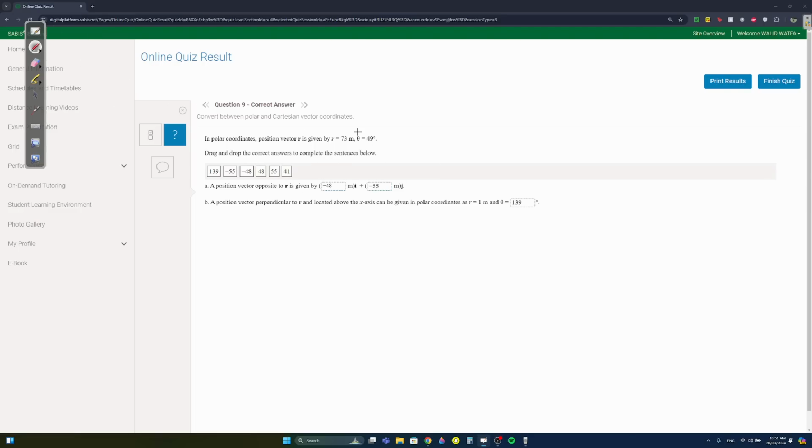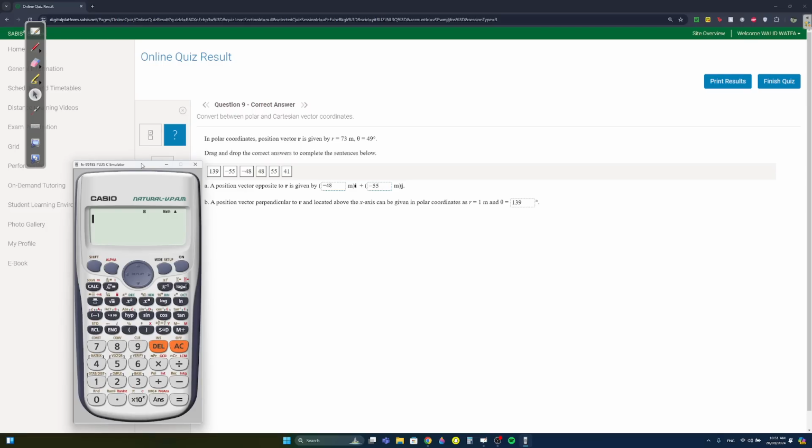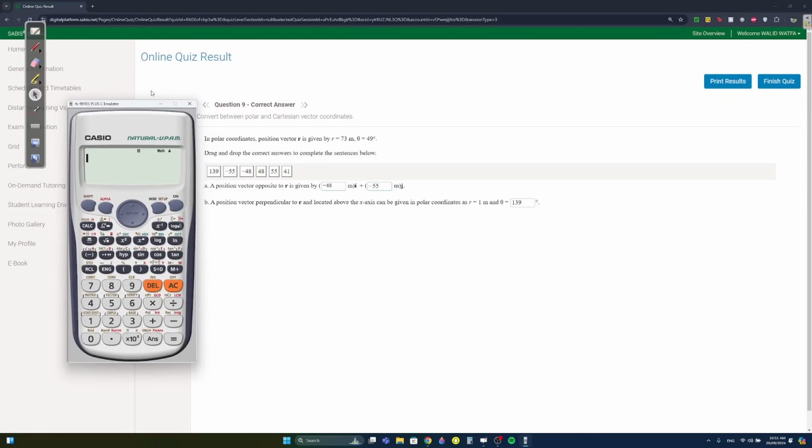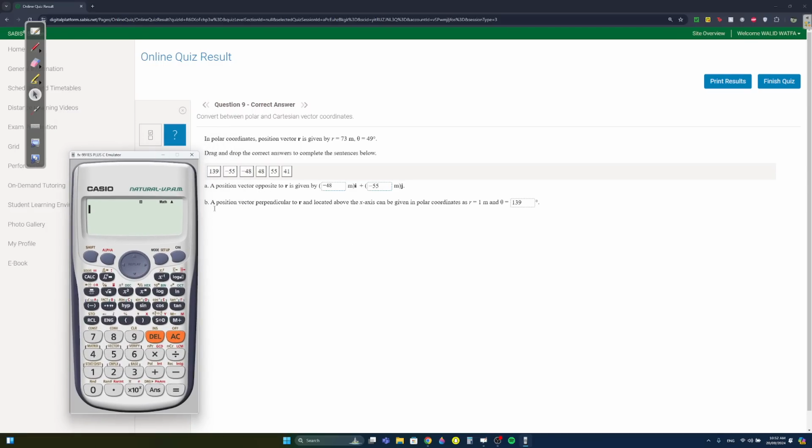So the first thing is we want to find the Cartesian coordinates of r and then make it negative, right? A lot of people asked me this when we had this in the physics CA. They were like, Walid, why is the answer negative? My dear, it's written opposite.